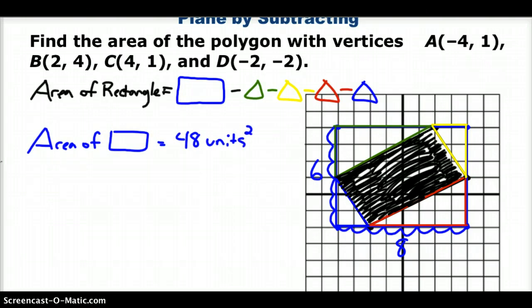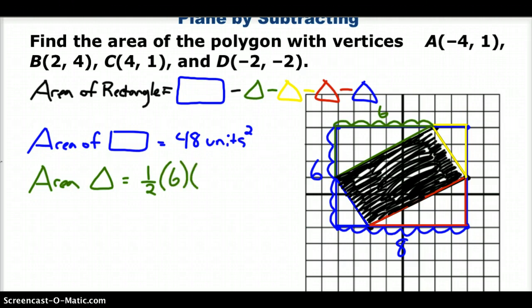Now the area of this green triangle is going to be equal to 1/2 times base times height, or 1/2 times 6 times our base here, 1, 2, 3. So 1/2 times 6 times 3. Half of 6 is 3, and 3 times 3 is 9. So this is 9 square units.